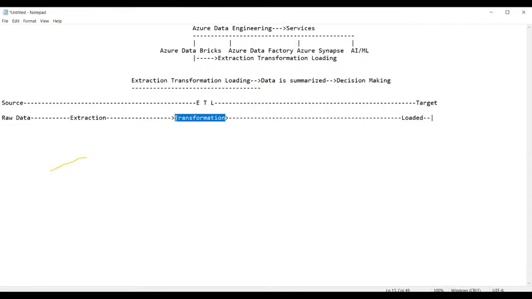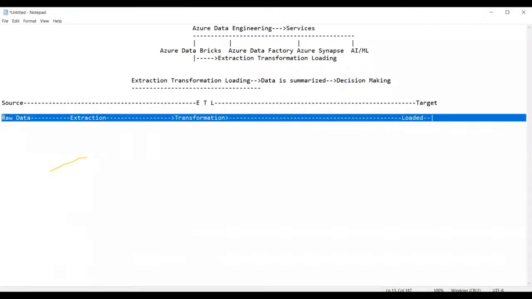Ultimately, that is called the process of what? Cooking is the process of transforming. Ultimately, once the transformation is done, finally, your destination is what? Your destination is the curry. So curry, you will eat it. That's it. Finally, the process of loading is nothing but eating the same. So hence, this is the process of extraction, transformation, and loading. That's it, guys.